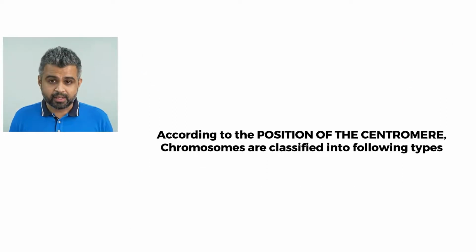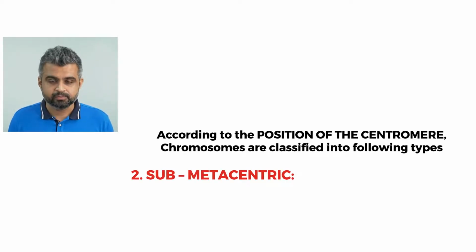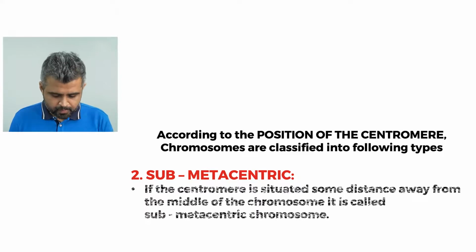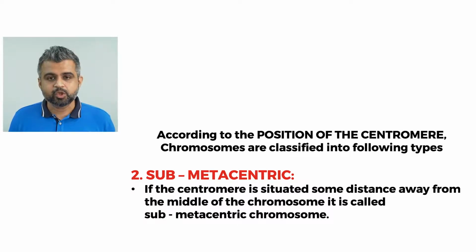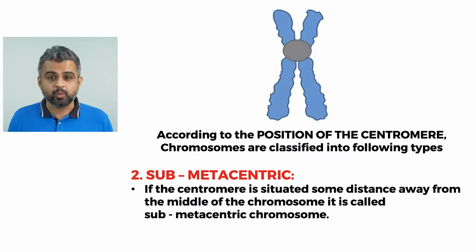Now, the second type of chromosomes based on the centromere position is going to be submetacentric. As the name itself suggests, sub means slightly below. So if metacentric had the centromere right in the center, what would be submetacentric? Where the centromere would be slightly away from the center. So if the centromere is situated some distance away from the middle of the chromosome, then such a chromosome will be called submetacentric. Here is how it will appear.